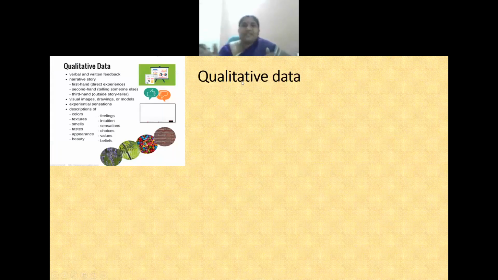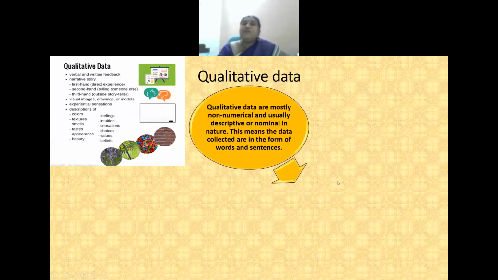Now, qualitative data and quantitative data. Qualitative data is mostly non-numerical and usually descriptive or nominal in nature. This means the data collected are in the form of words and sentences, like when you ask about feelings, your intuition, your sensations, your choices, your consumer choices, we say consumer preferences. Somebody who studies the Consumer Protection Act needs to know that. Even for the Competition Act, you need to know consumer preferences.